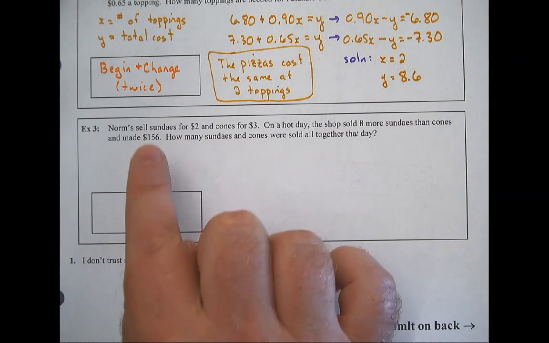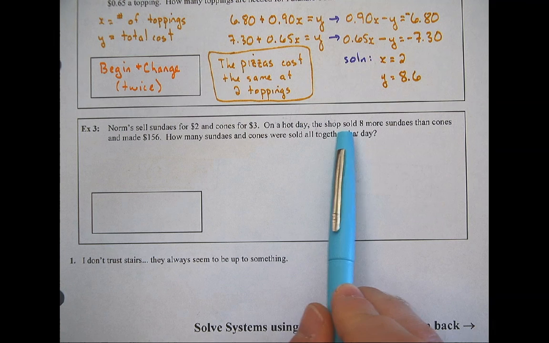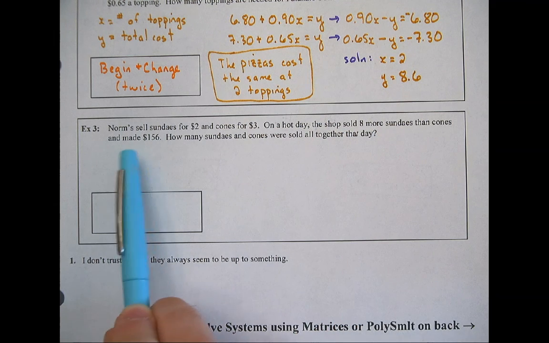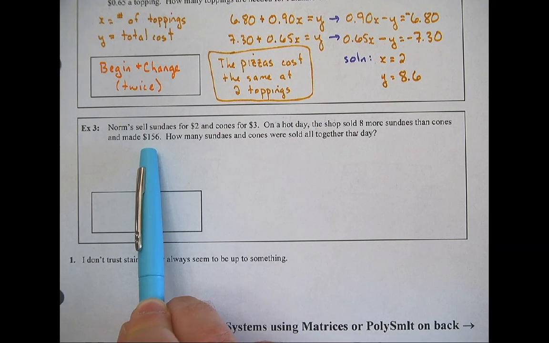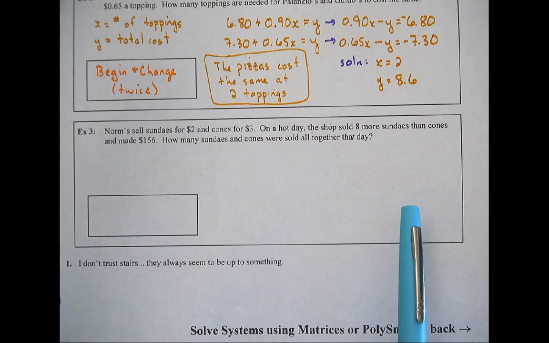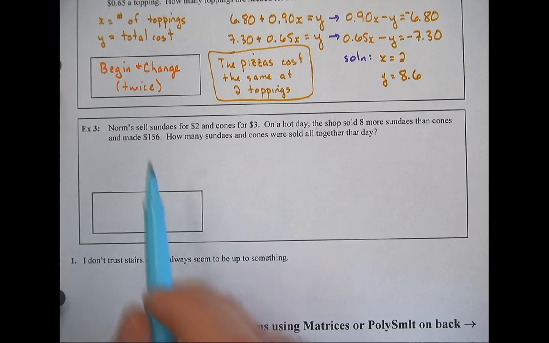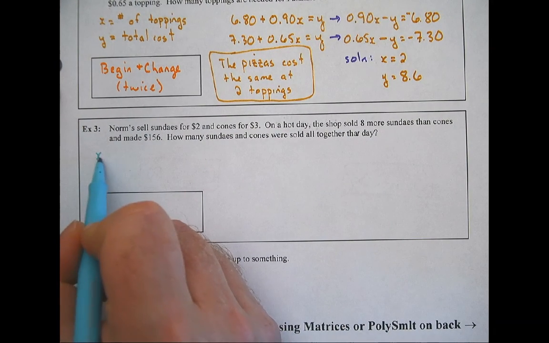So Norm sells sundaes for $2 and cones for $3. On a hot day, the shop sold 8 more sundaes than cones and made $156. How many sundaes and cones were sold altogether that day? Why is that italicized? I'm going to have to fix that. That's weird. Okay, so what do we have?